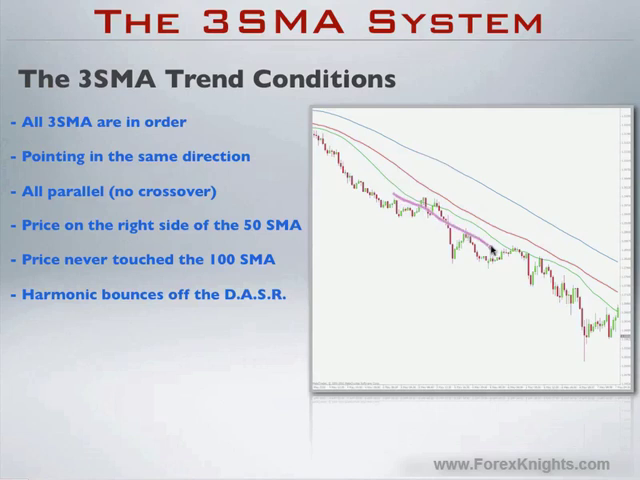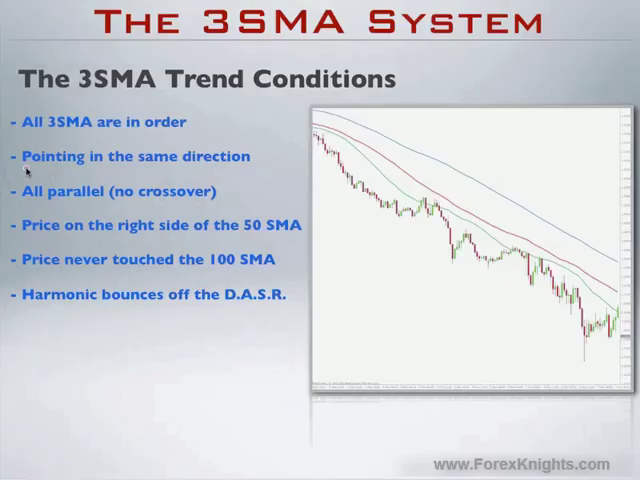Obviously, if the 30 is below the 50 and the 50 is below the 100, then we are looking at a downtrend. Conversely, if the 30 was above the 50 and the 50 above the 100, then we would obviously be looking at an uptrend. As long as all of them are in order, then we are potentially looking at a trending scenario, should the other 5 conditions apply as well.